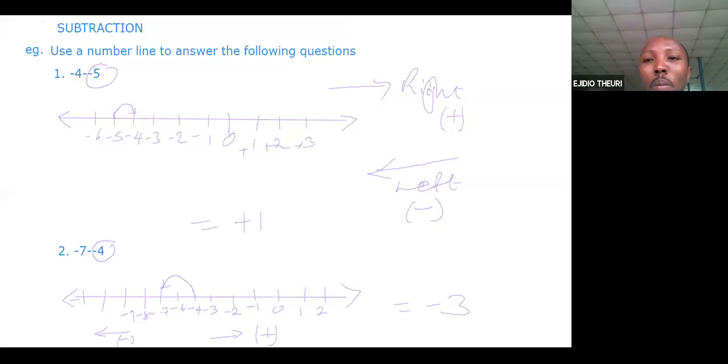I can see so many people have raised the hand. I give you another one. Some people are raising the hand. So I want to give you another one. Ndio hii sasa. Answer this.